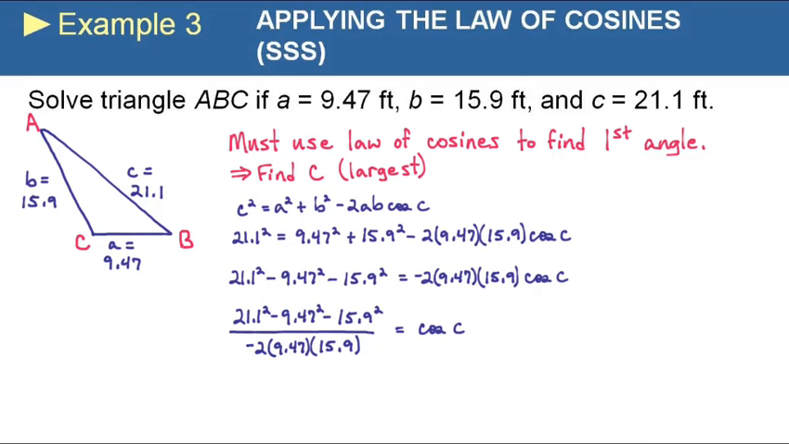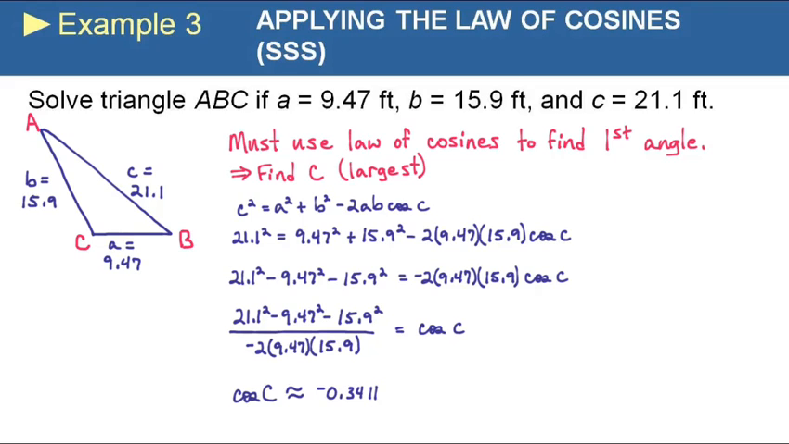Now when you put this in the calculator, do 21.1 squared minus 9.47 squared minus 15.9 squared and press enter or equal. Okay, now divided by, for the big fraction bar, put the whole denominator in parentheses so that it divides by the whole denominator, not just the first number. So divided by parentheses, -2 times 9.47 times 15.9, close the parentheses, press equal.